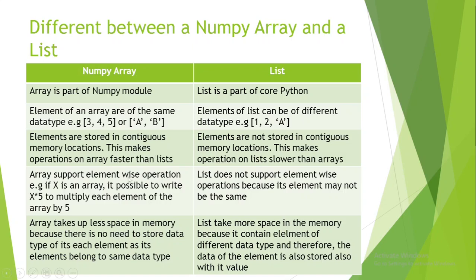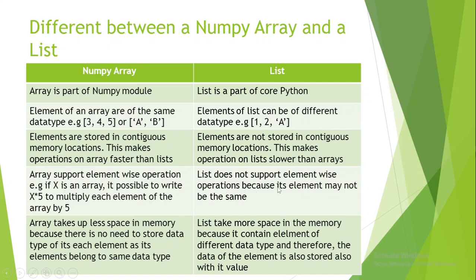An array supports element-wise operation. And what do we mean by element-wise operation? If x is an array, it is possible to write x multiplied by 5. And what is this going to do? It's going to multiply each element of the array by 5. So let's say we have 3, 4, 5, and this is set to x, and we say x multiplied by 5. Now it's going to return 15, 20, 25 as a new array for us. That's how it works. But a list cannot do this.